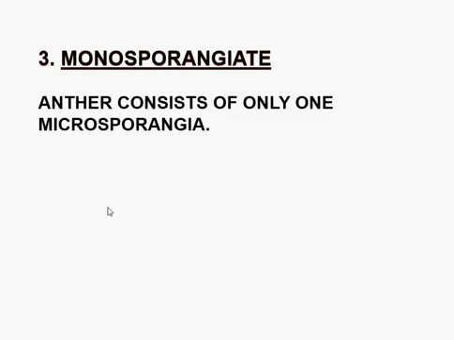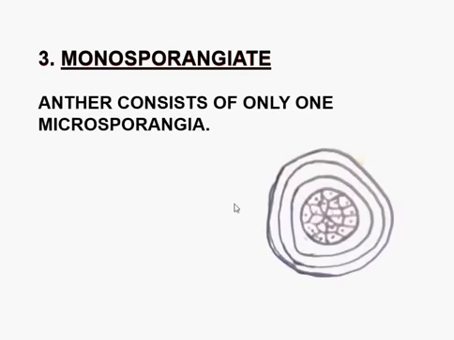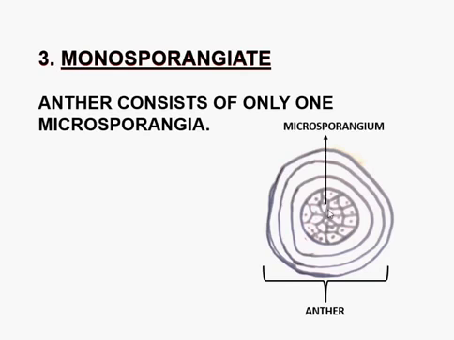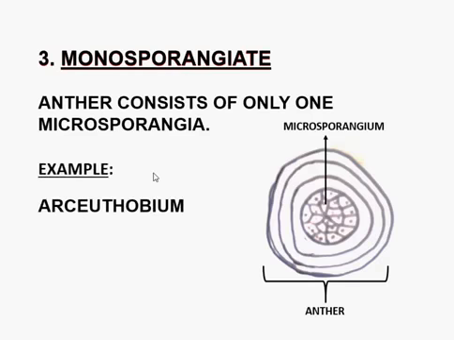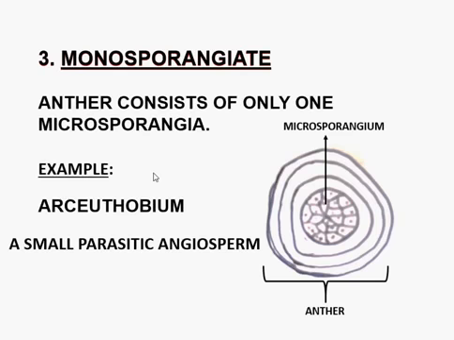Monosporangiate. Anther consists of only one microsporangium. And observe this diagram. So this is the anther, and it does not consist of any lobes. So the whole anther consists of only one microsporangium. Hence this type of anther is called monosporangiate. Example, Arceuthobium. It is a small parasitic angiosperm.